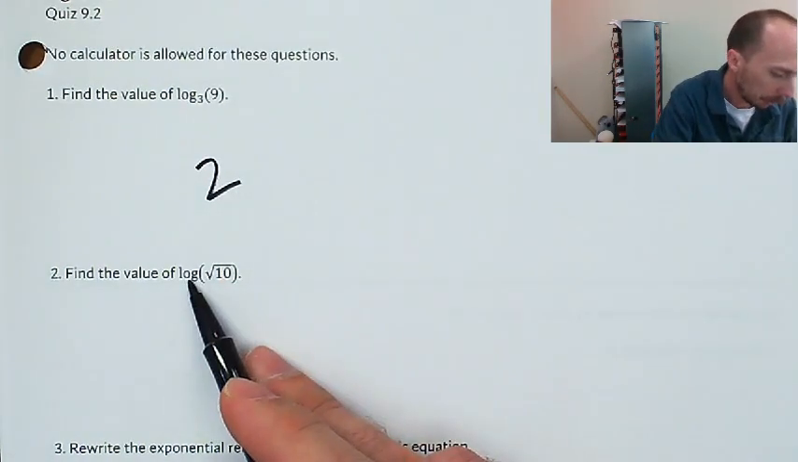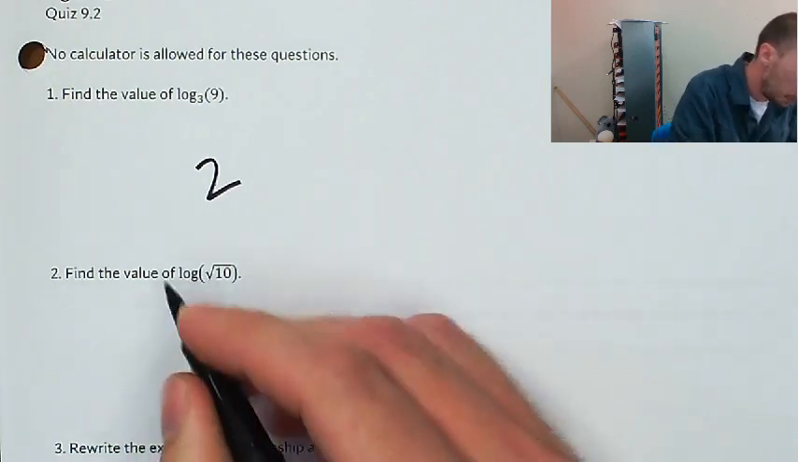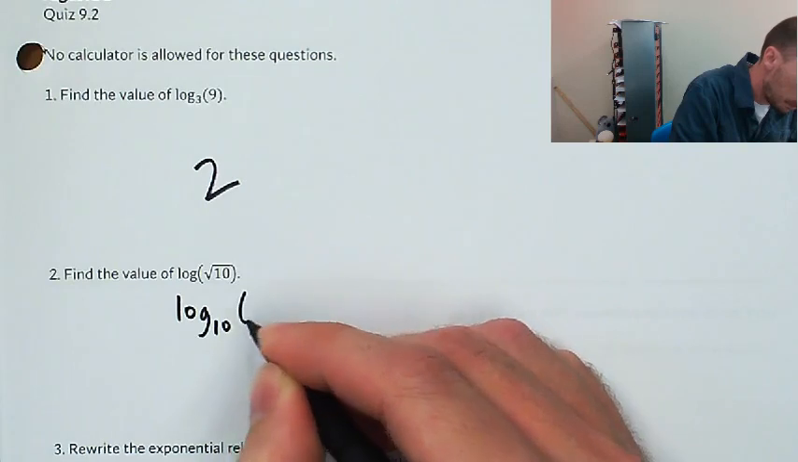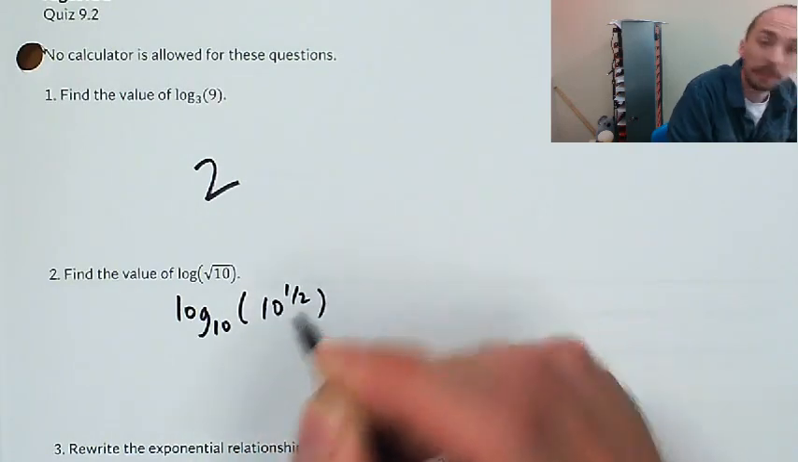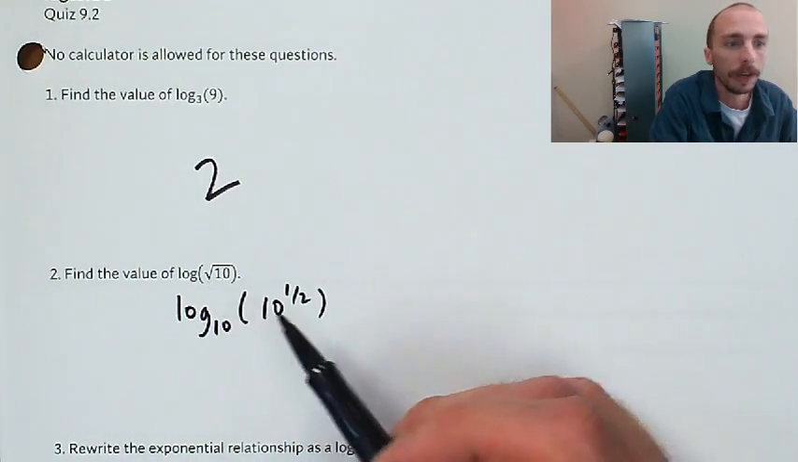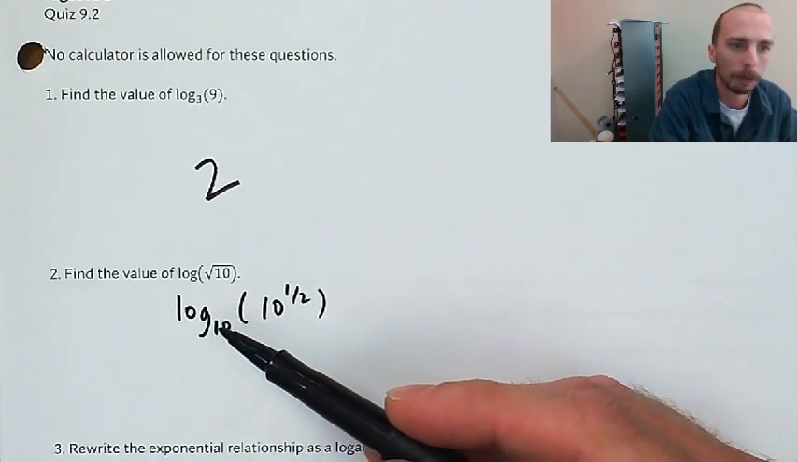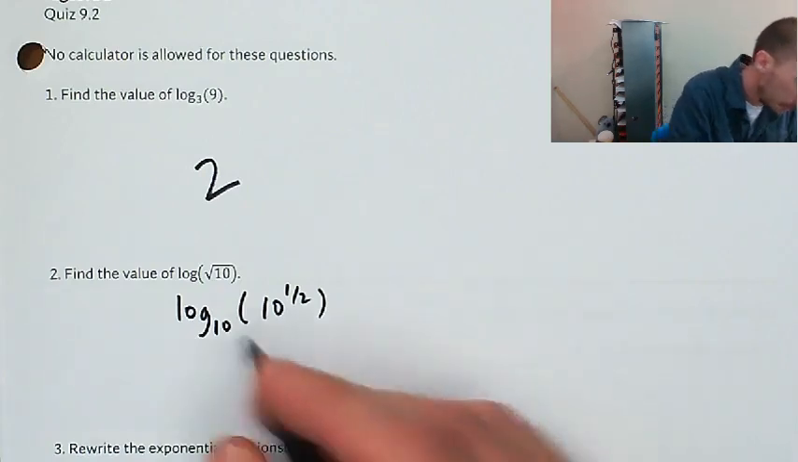Okay, log of square root 10. When we don't see a base indicated, we know that means base 10. And I'm going to rewrite square root 10 as 10 to the 1/2 to make it really obvious to you and to me that, okay, what exponent do I put on 10 to get 10 to the 1/2? Oh, that's a half.